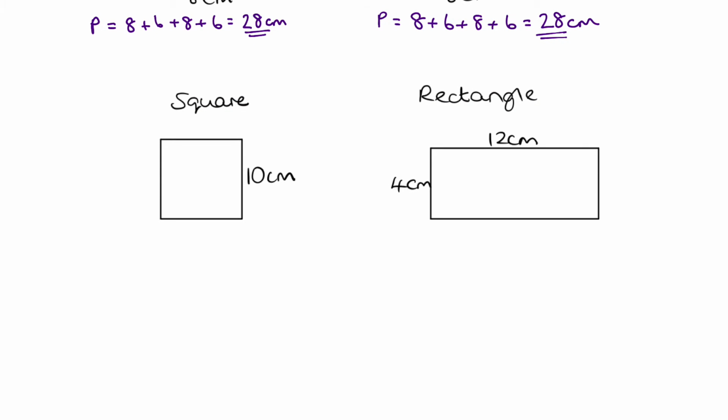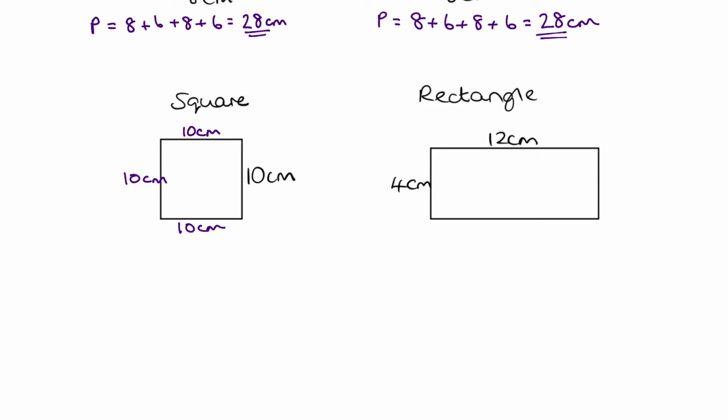Now, let's have a look at a square. How come we've only got one of these sides labelled? How are we going to find the perimeter if we only know one of the sides? Well, the clue is here, isn't it? It's a square, and that means that all the sides are the same length.